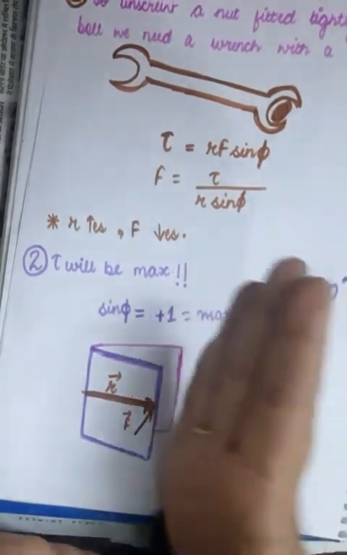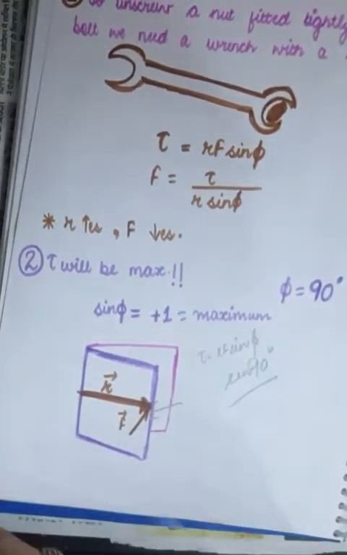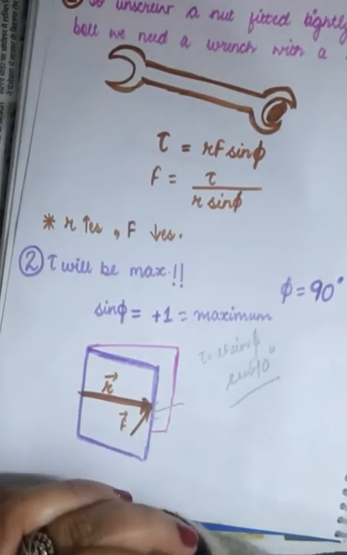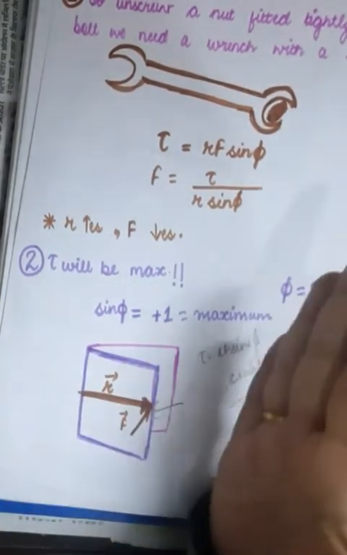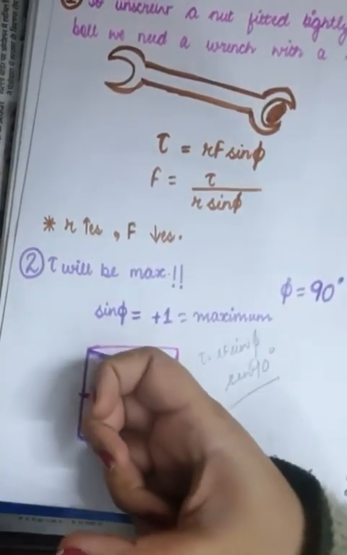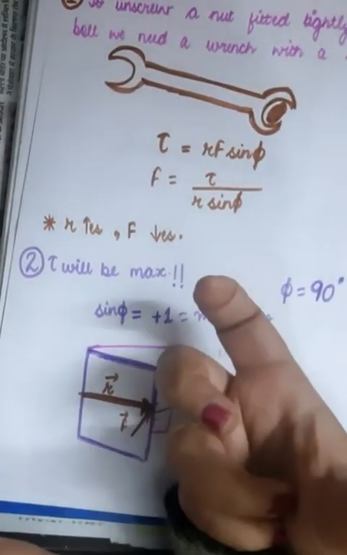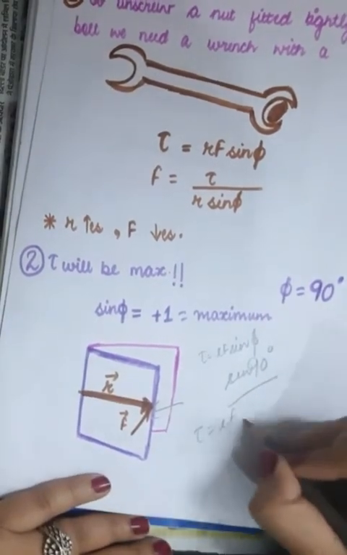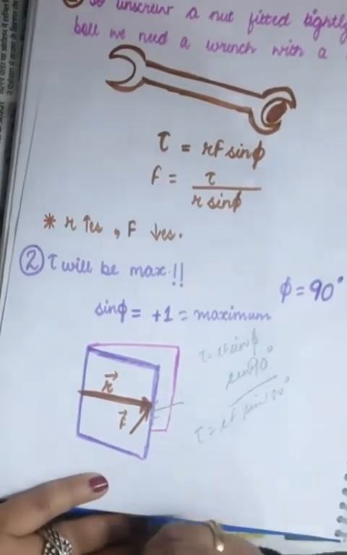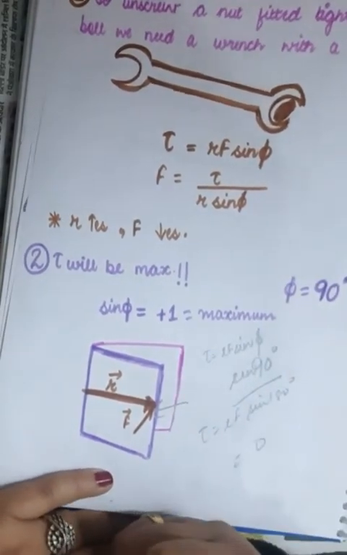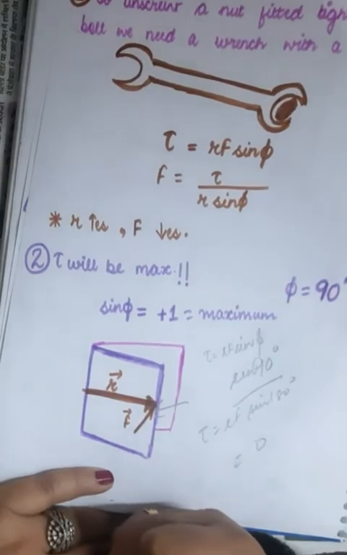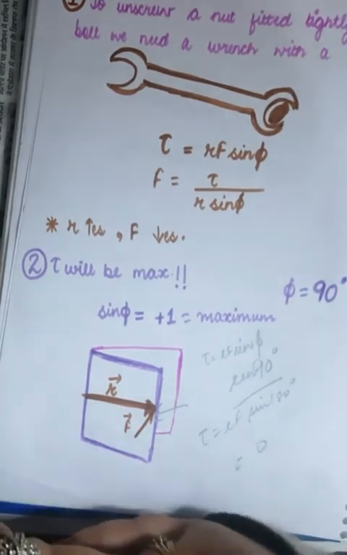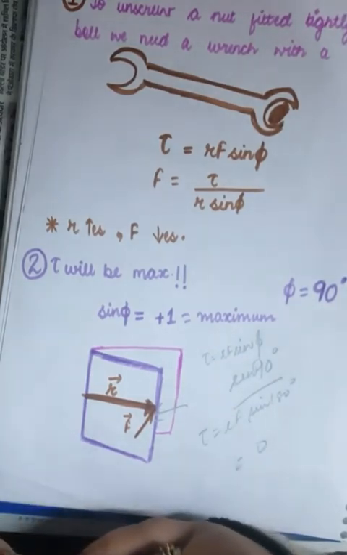But if this is the door and you are applying a force in this direction only, then phi becomes equal to 180 degree. If you apply force like this to open the door, phi becomes equal to 180 degree. So when this happens, torque will be equal to Rf sine 180 degree, which becomes 0 because sine 180 degree is indeed equal to 0. So yes, these are the two important applications which we derive from the expression of polar coordinates.